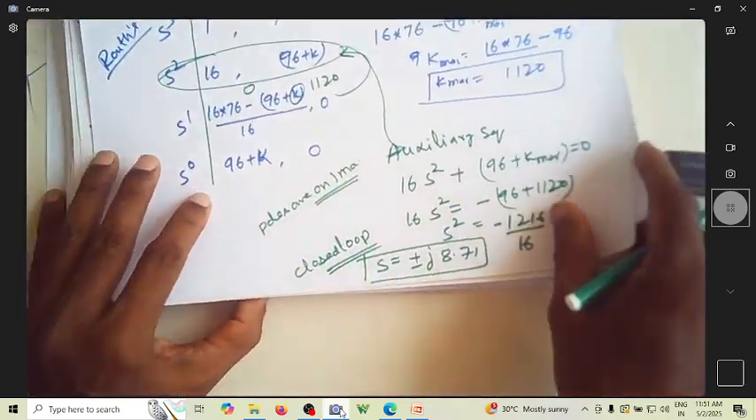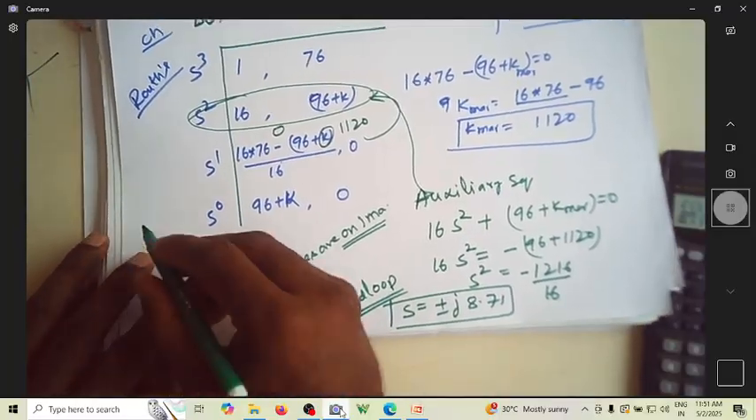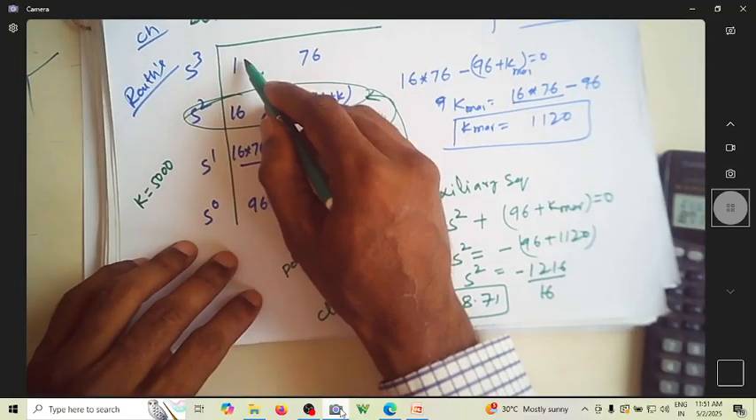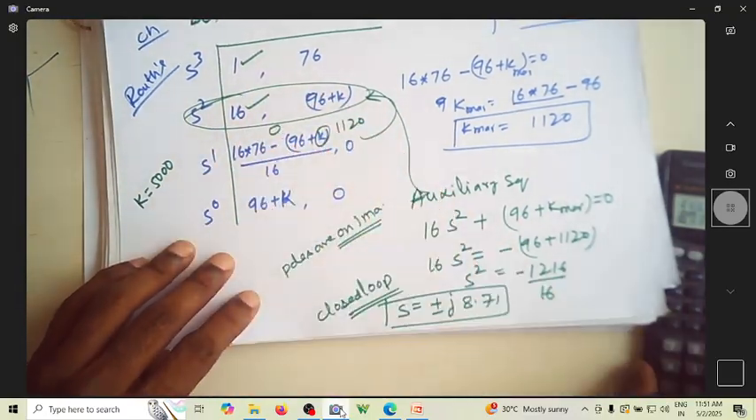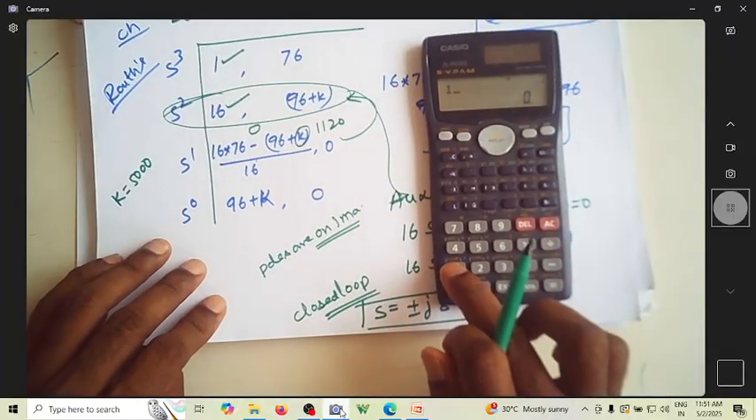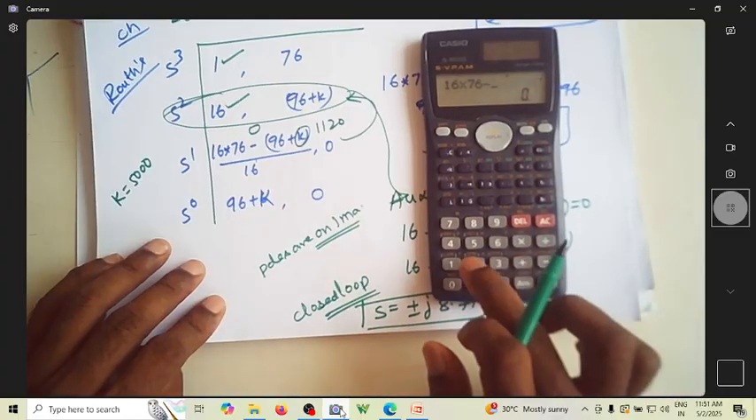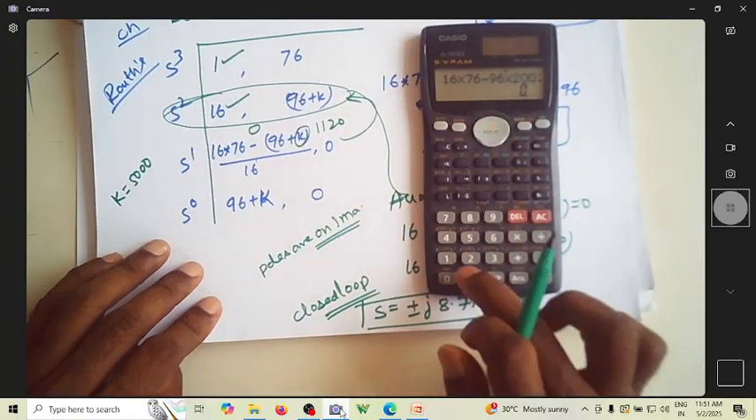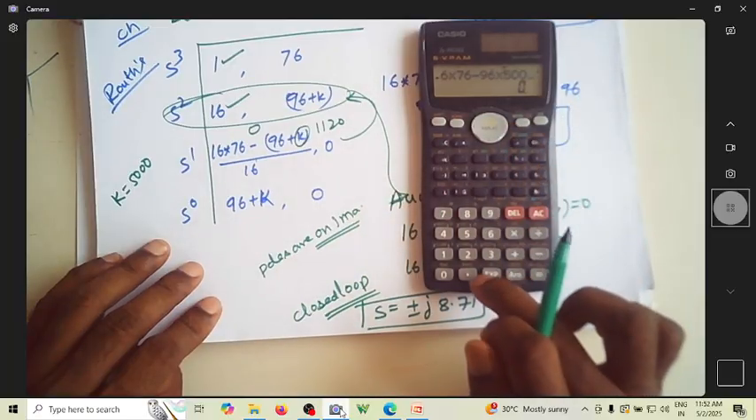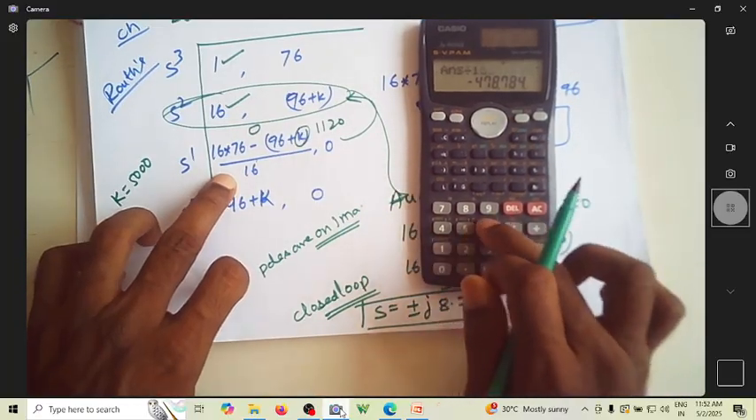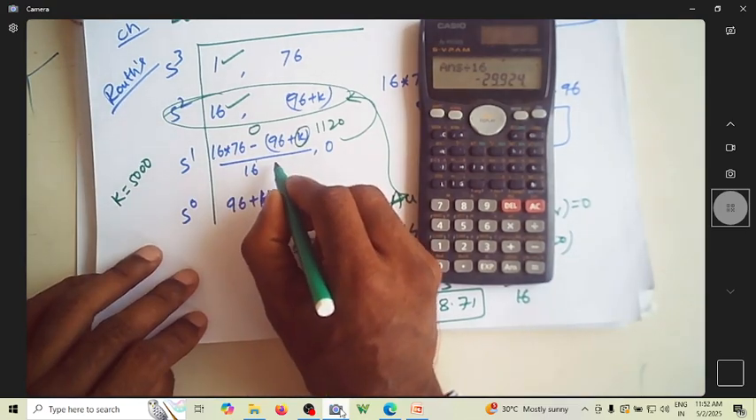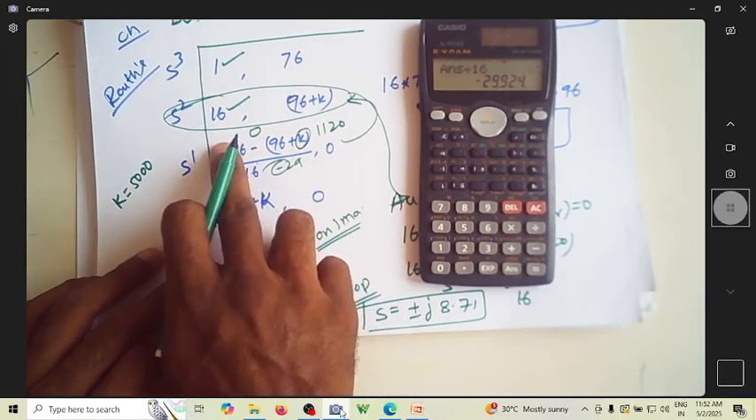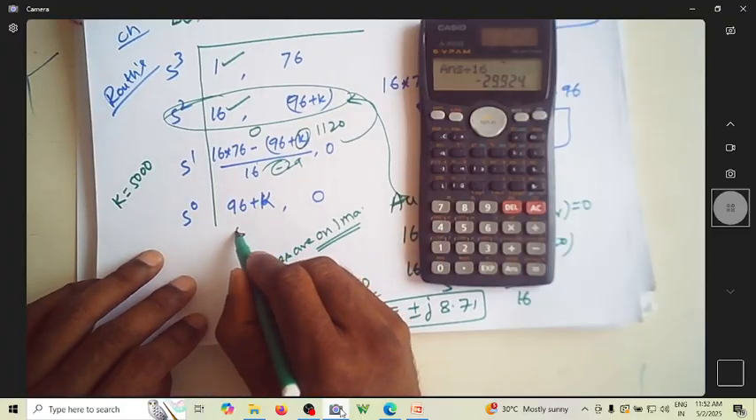Can we find out how many roots will be on the right hand side when k is equal to 5000? So when k is equal to 5000, you can see here it is 1, here it is 16. Then what will this be? It is 116 into 76 minus 96 into 5000 divided by 16, that will be minus 29,000 something. We are looking at the sign, which is negative, and here it is again 5096.